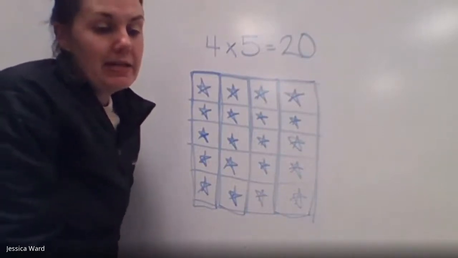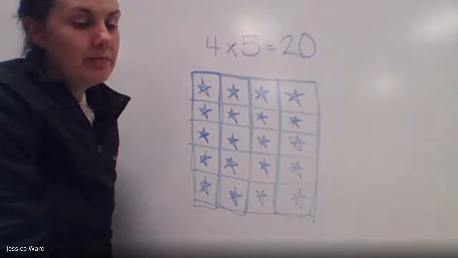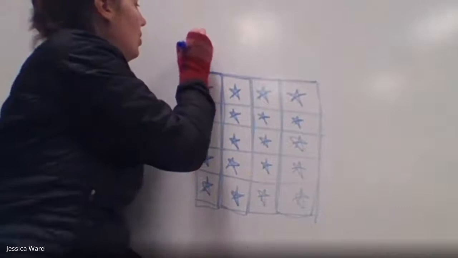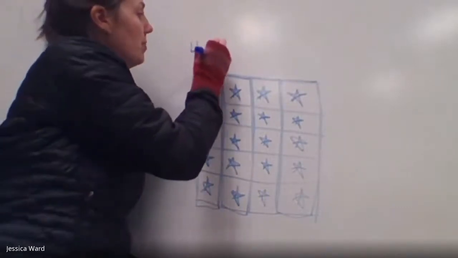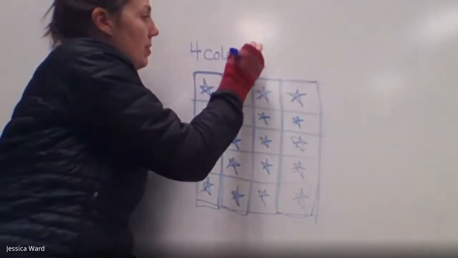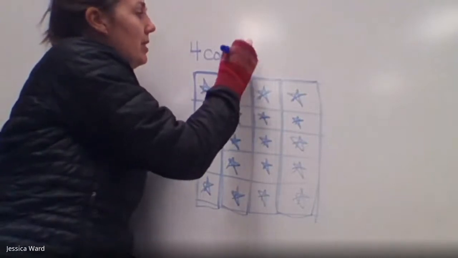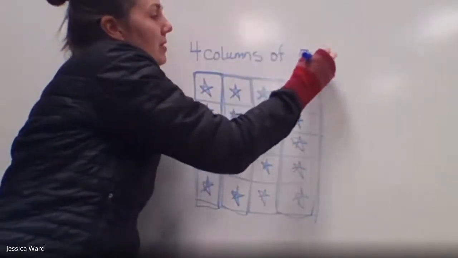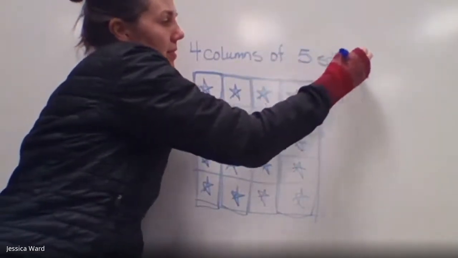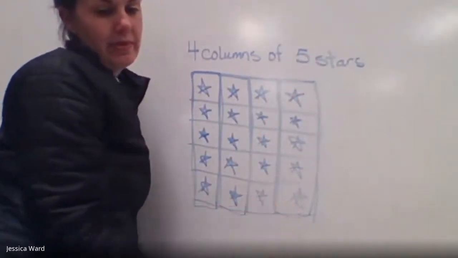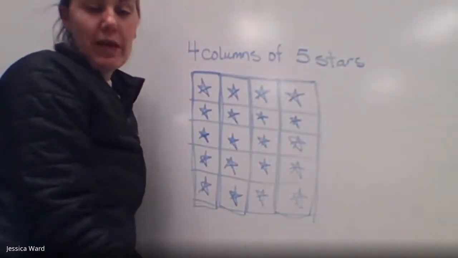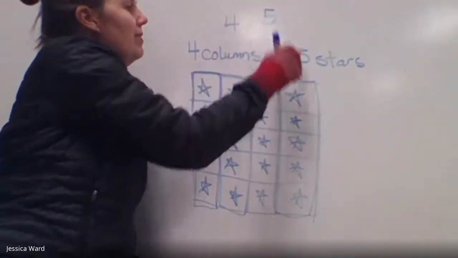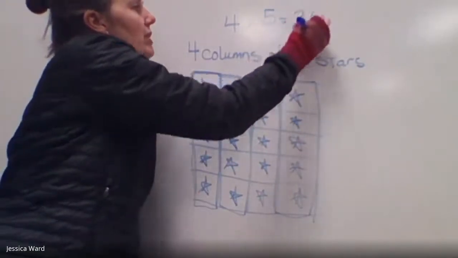So for B, it says use words to describe your drawing. So we would say that we had 4 columns. Oops. Columns is a funny word. It has an N at the end. Columns of 5 stars. And then C says write the product. So we would have 4 columns of 5 stars equals 20 stars.